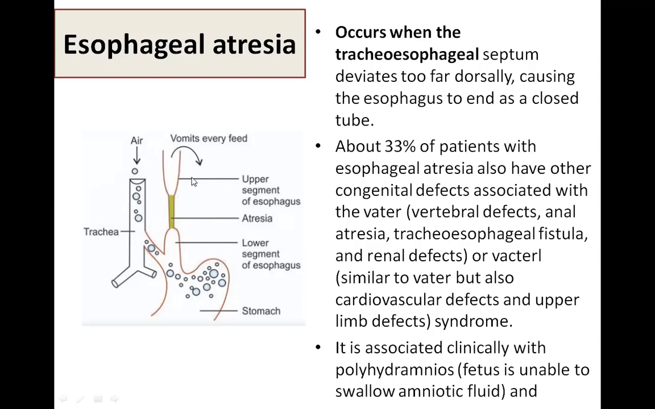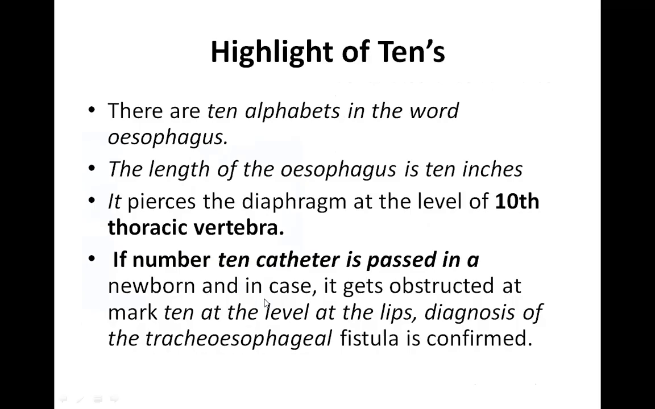This is the most common anomaly, and the rest of the types you can see in the development of the respiratory system. I have discussed the other varieties of tracheoesophageal fistulas in that chapter. It is also associated with polyhydramnios, where the fetus is unable to swallow the amniotic fluid. So the amniotic fluid is more than the usual. Such a condition is known as polyhydramnios.